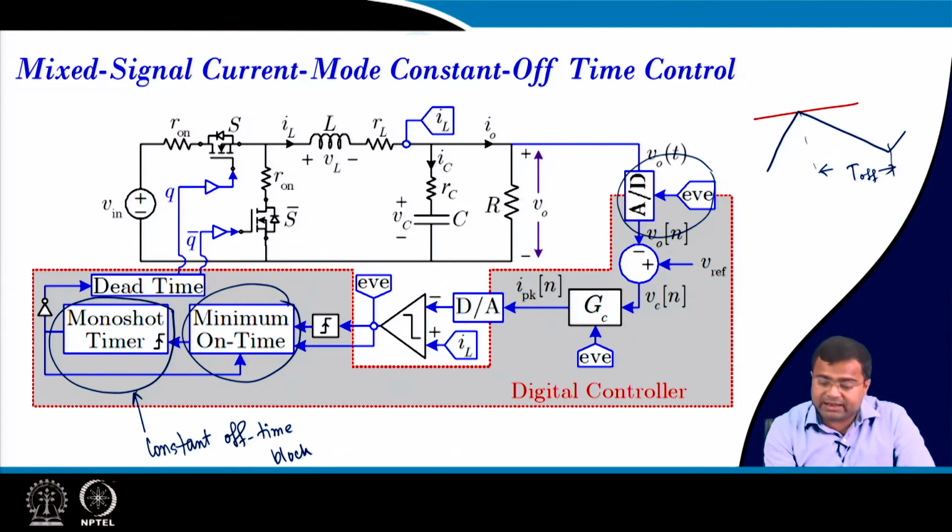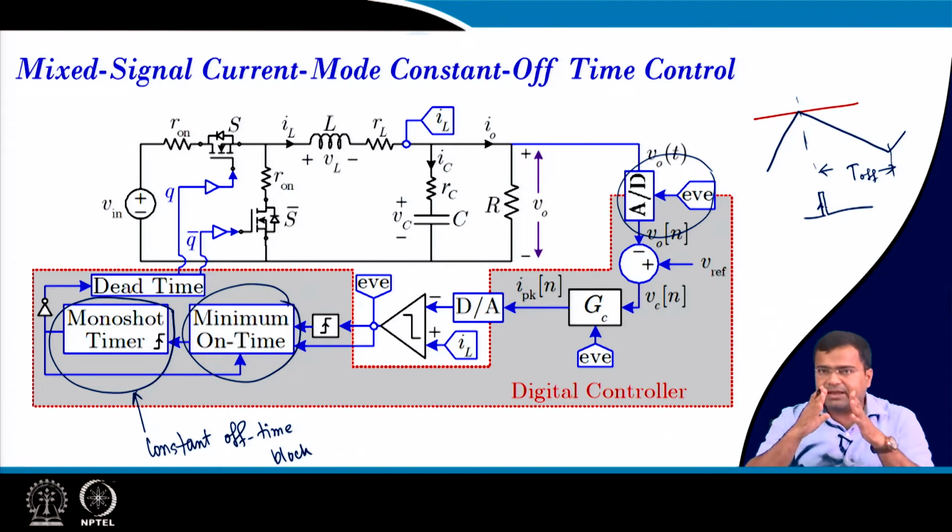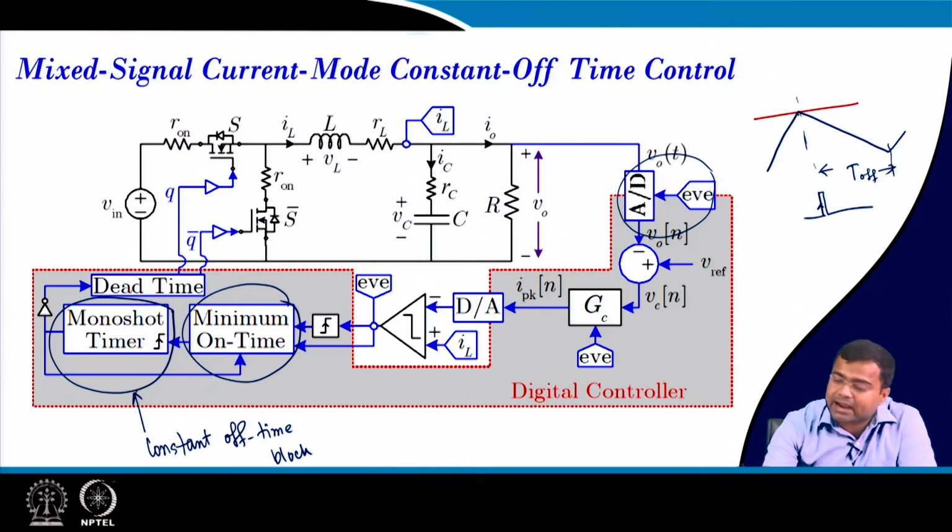So, here the event again comes from a comparator. What is the event? This is the event, that means whenever the inductor current hits the peak current, that is the event. But in a practical circuit, even if the inductor current hits the peak current, we may turn off a little later because there will be some delay due to the comparator and driver.